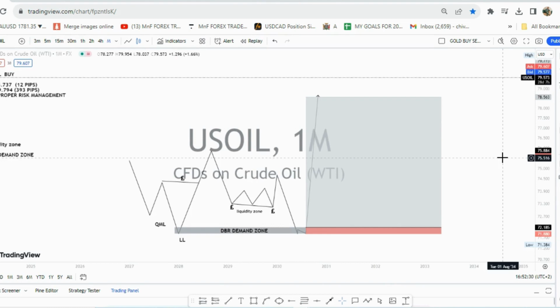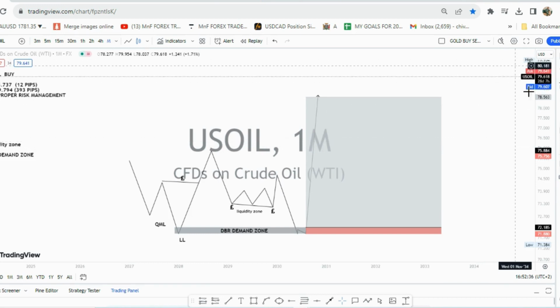Predefine your risk already in advance. That is extremely important, and I cannot overemphasize that. If you can master this particular setup alone, trust me, it will help you become a consistently profitable trader. Always look for this kind of setup when the market is going in an uptrend.